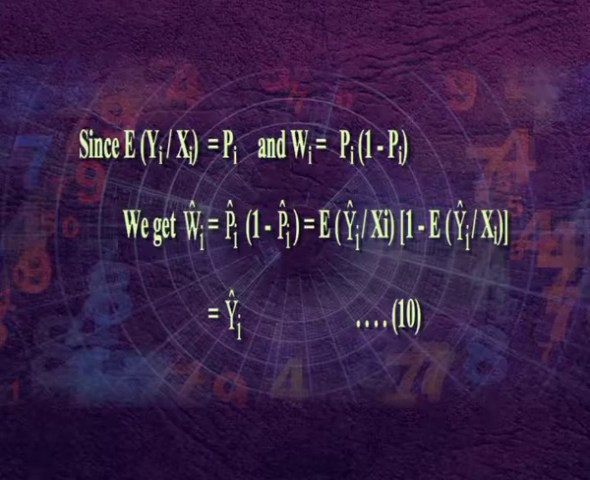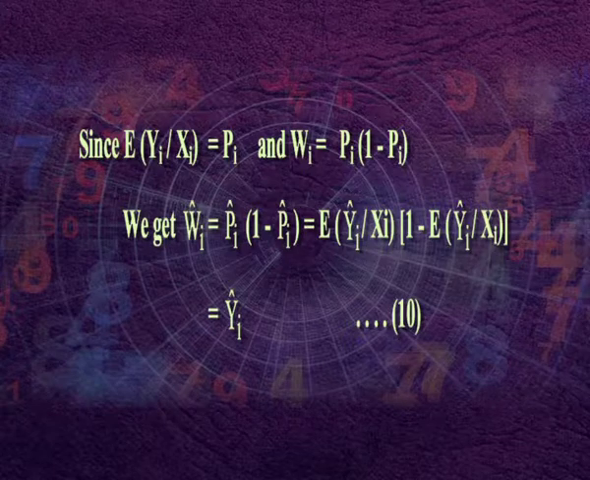Since expected Yi given Xi equal to Pi and Wi equal to Pi multiplied by 1 minus Pi, we get Wi cap equal to Pi cap multiplied by 1 minus Pi cap, which is equal to expected Yi cap given Xi multiplied by 1 minus expected Yi cap given Xi, which is equal to Yi cap multiplied by 1 minus Yi cap. We denote it as equation number 10.